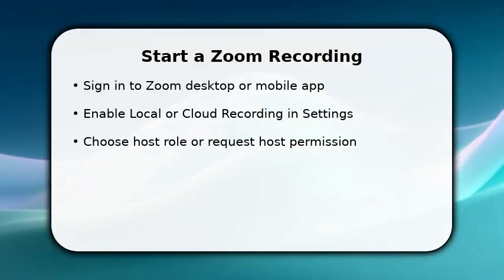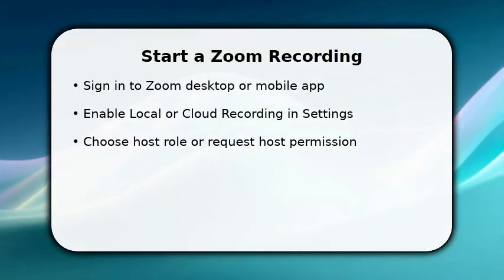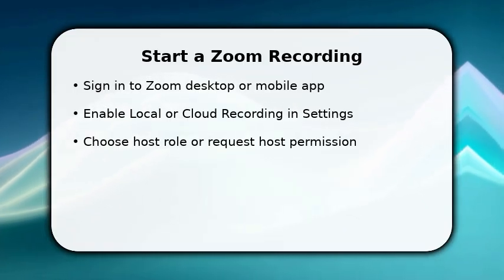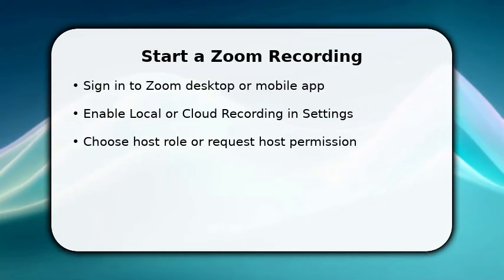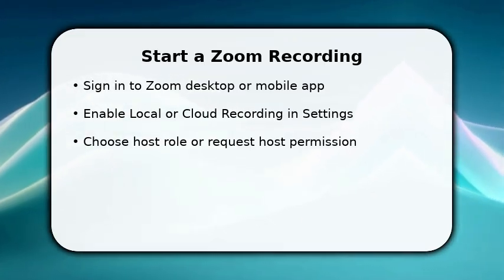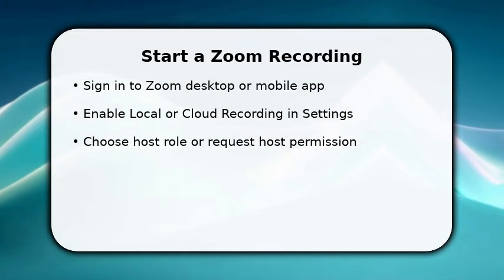You'll begin by opening Zoom and starting or joining the meeting as the host. That gives you recording control. Once you're in, click Record immediately and pick Local or Cloud so files go where you want. Make sure participants see the recording indicator. This ensures consent and reduces interruptions.